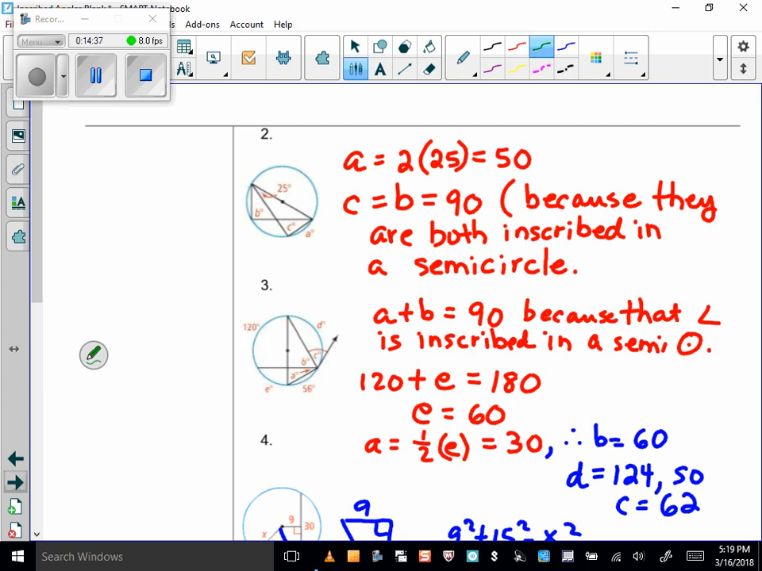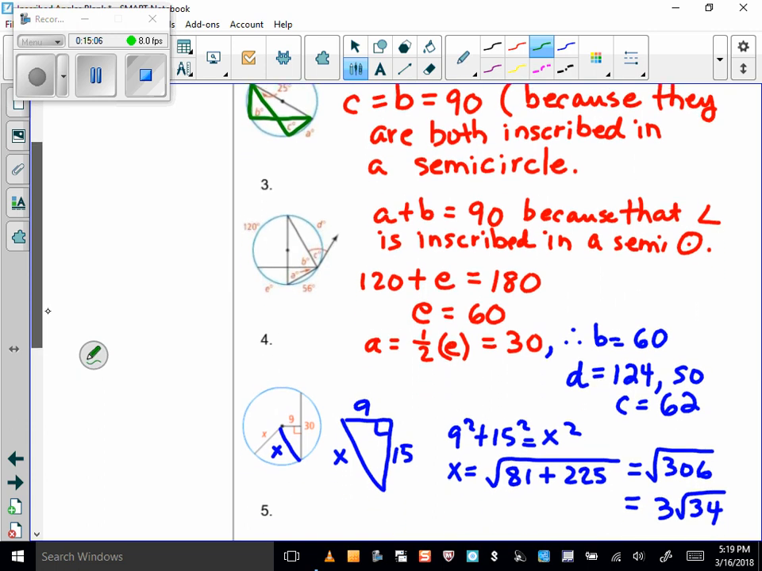Okay, in this problem, I can see that the 25 degree inscribed angle intercepts arc A, which means that arc has to measure 50. And then if I look carefully, I see that angles C and B not only intercept the same arc, which is a semicircle, which is 180 degrees, and half that is 90, but I got two angles inscribed in a semicircle, and I know that that will always be a right angle. So they're both 90 degrees.